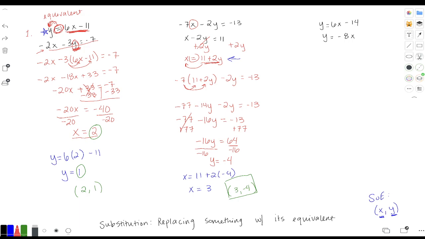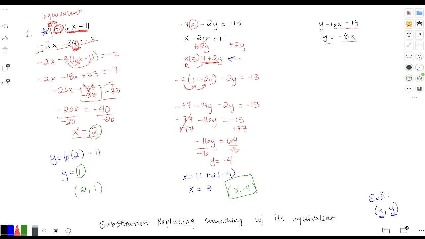Either you can say, well, if 6x minus 14 is equal to y and negative 8x is equal to y, then that means that they must be equal to each other. So then we can set them equal to each other. We can do that, but if that was confusing, that's okay, because we can look at it a different way as well.